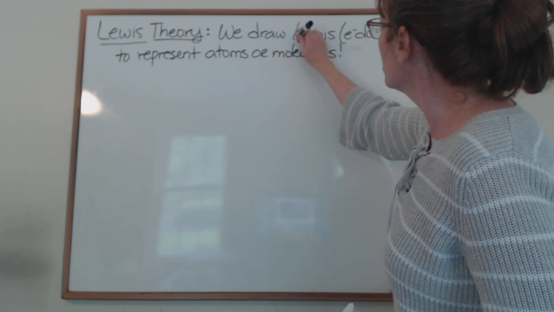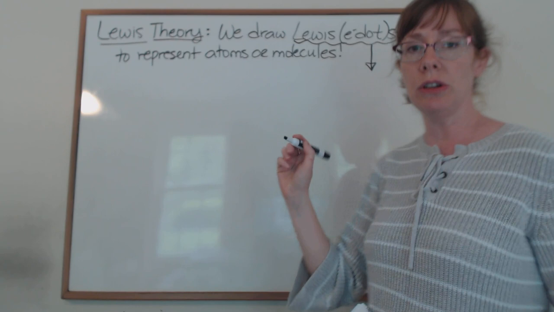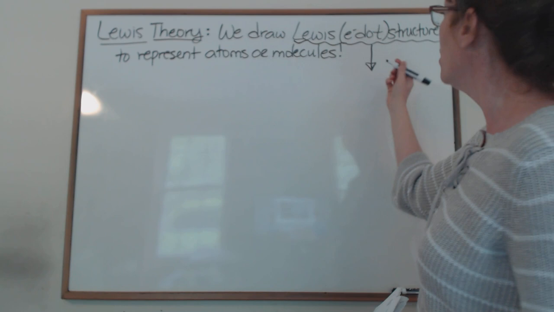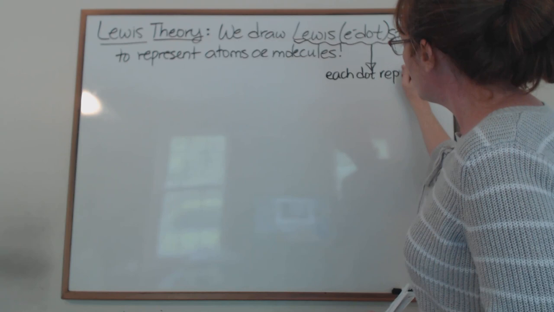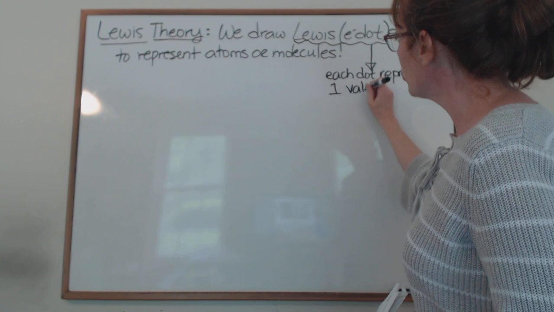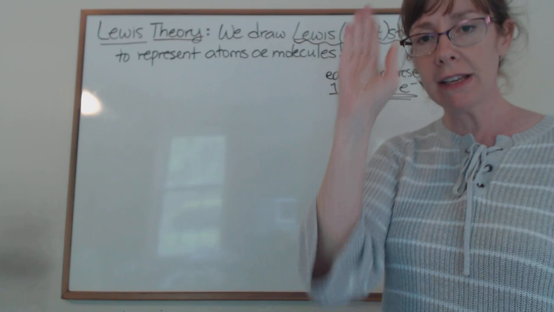It's quite simple, actually. A Lewis structure is a drawing of the molecule where each dot represents one valence electron. One valence electron. This is really important: whenever you are dealing with Lewis structures, you are fixated on valence electrons.